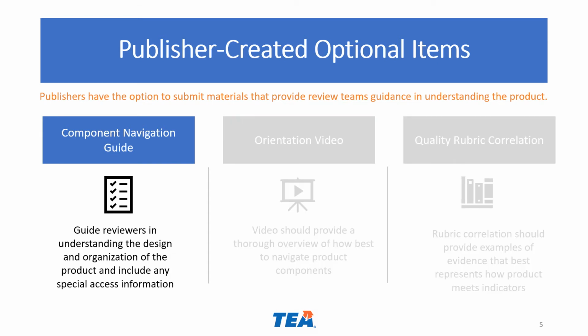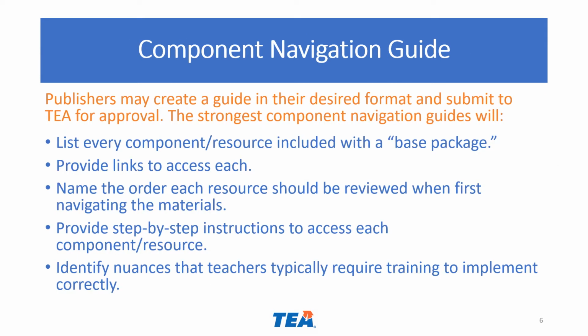I want to dig a little deeper into each of these optional items, starting with the Component Navigation Guide. You can choose the format for your Component Navigation Guide. The most helpful guides will list every resource included with the base package. If any of those materials reference components that are only part of an upgrade, then you should mention that as well. It's very helpful to provide direct links to each component and name the order each resource should be reviewed when looking at the materials for the first time.